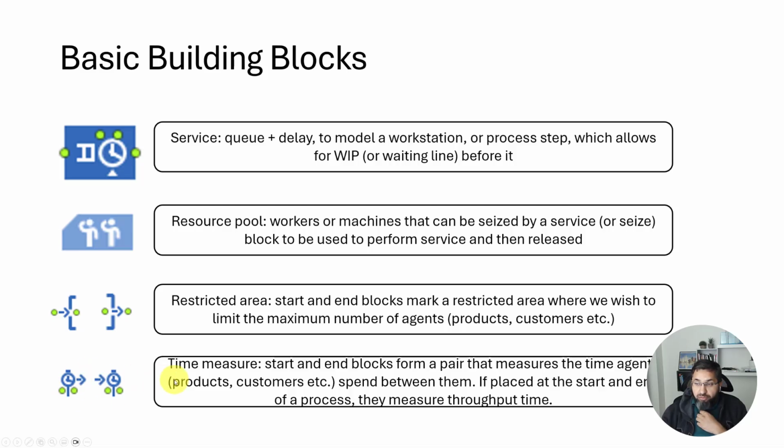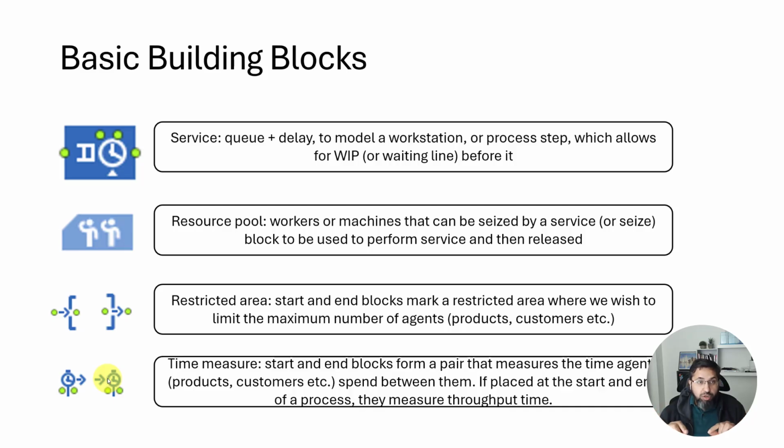And then we have a pair of blocks called time measure start and end. You can put them anywhere in a process. They're linked. So the time measure end block on the right, you have to tell it which time measure start block to link to. And then any agent that goes past the time measure start has a timer started on that agent, and when it reaches time measure end, you stop the timer for the agent and you figure out how long this agent spent between the start and the end points.